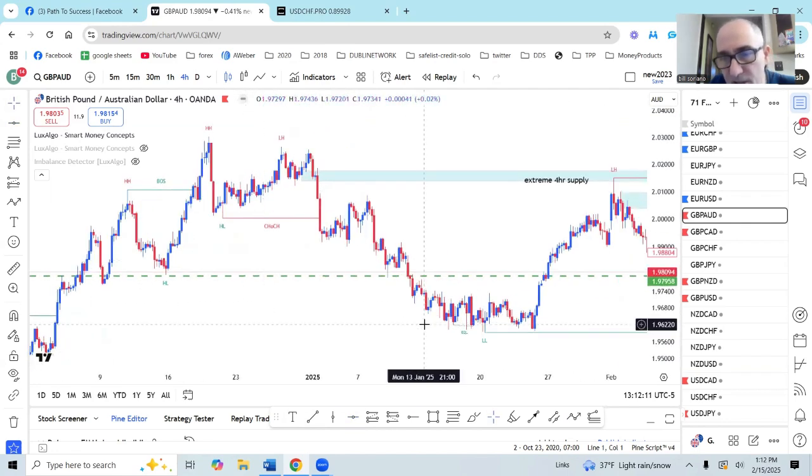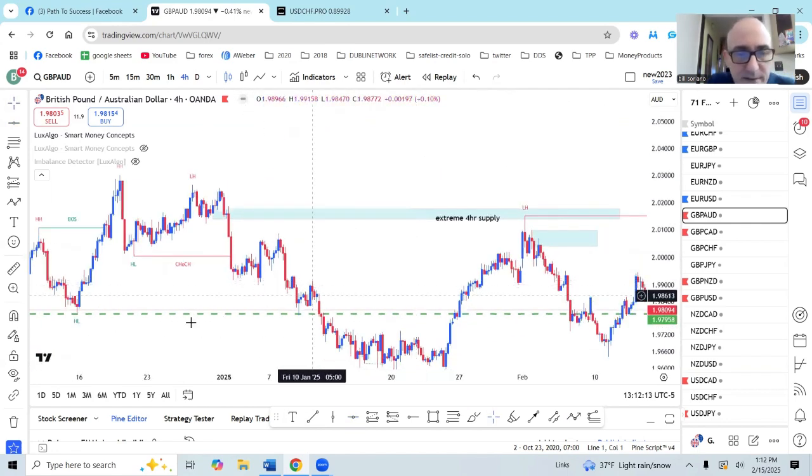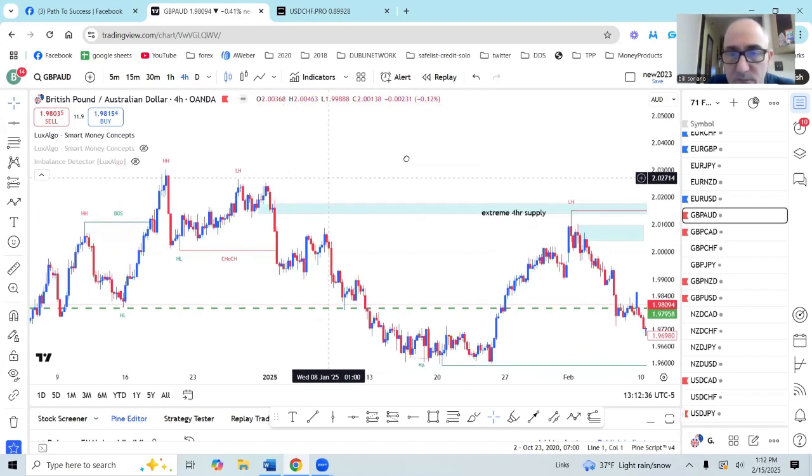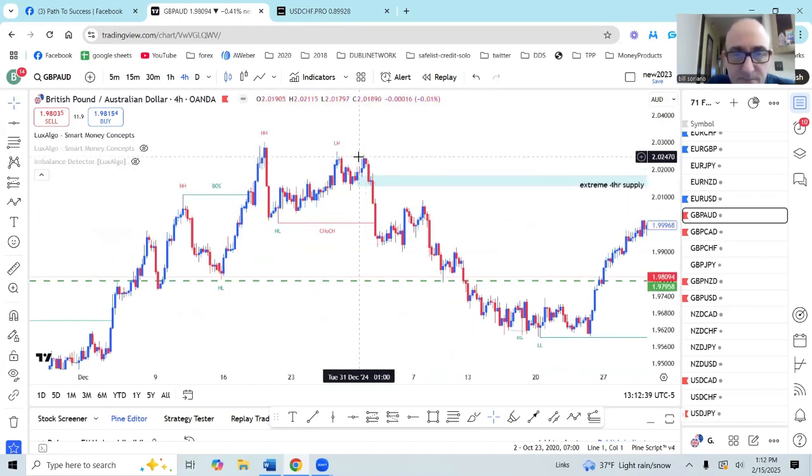But either way, you get the change of character. So now we identified, let's see, we had a supply zone right here. It had some imbalance here. We decided not to look at this one though, because we had all this imbalance right here, and we had this 4-hour extreme zone right here. And the reason why we're calling it an extreme zone is this.